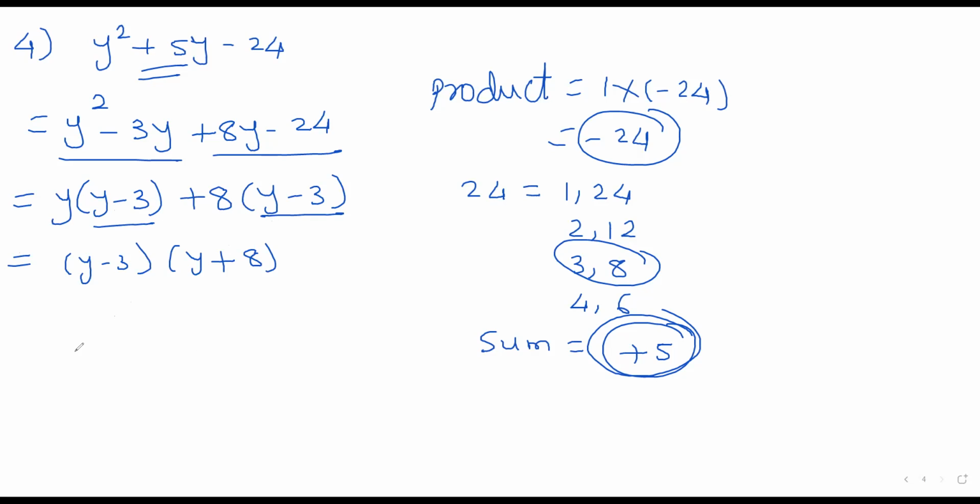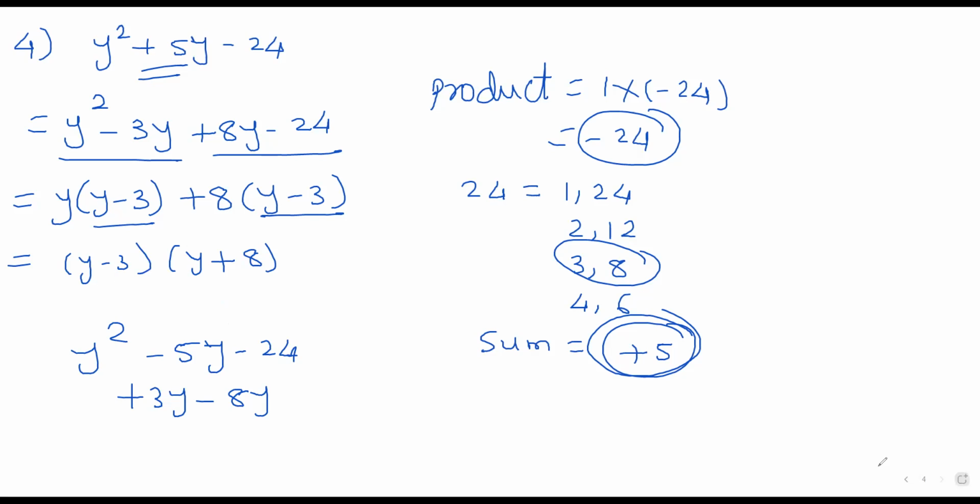Okay, tell me if I change this question to y square minus 5y minus 24, what will change? Yes, plus 3y minus 8y, or minus 8y plus 3y. That's the only change. Here the signs will change. y plus 3, y minus 8. That's the only change, nothing else. Are you clear? Are you getting it? Let's do one more, then I will give you 3, 4 to solve here.